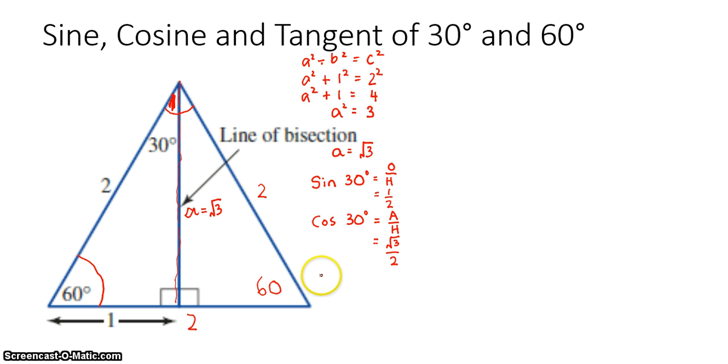Finally, let's look at tan of 30 degrees. Now we know that the tan ratio is equal to the opposite side over the adjacent side. With this 30-degree angle, the opposite side is 1 and the adjacent side is root 3. So tan of 30 degrees is equal to 1 over root 3.